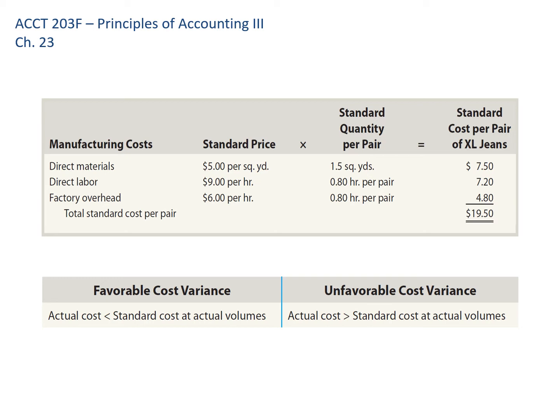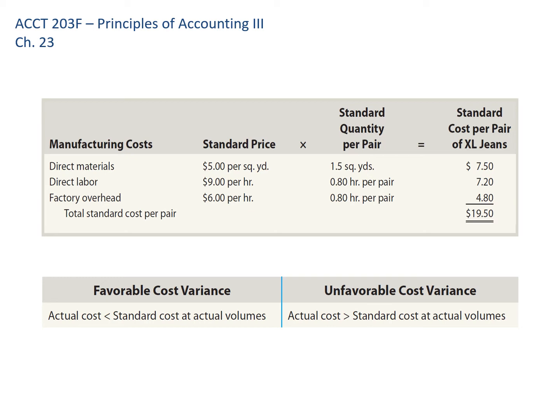For direct labor, they pay $9 per hour. So this is probably dated information, and it should take 8/10 of an hour to make a pair. So again, you have to be careful. If it's in minutes, you have to convert to portions of an hour, that sort of thing. So there should be $7.20 of labor in each pair of jeans. And then factory overhead, $6 per hour, again 8/10 of an hour, so we've got $19.50.